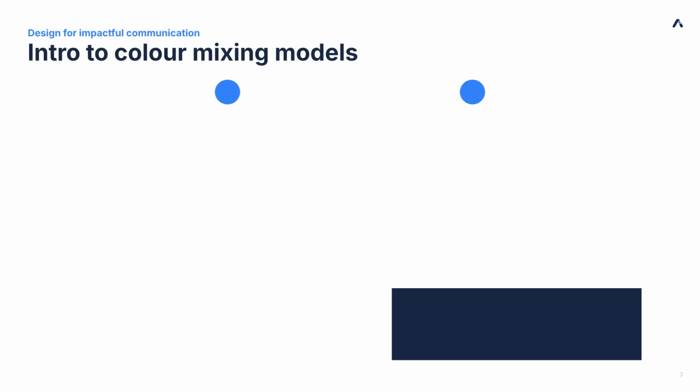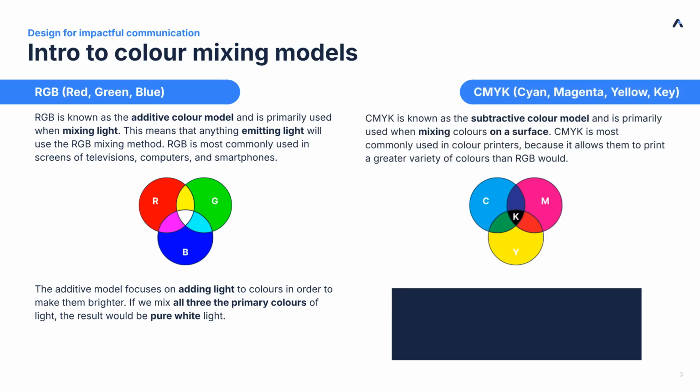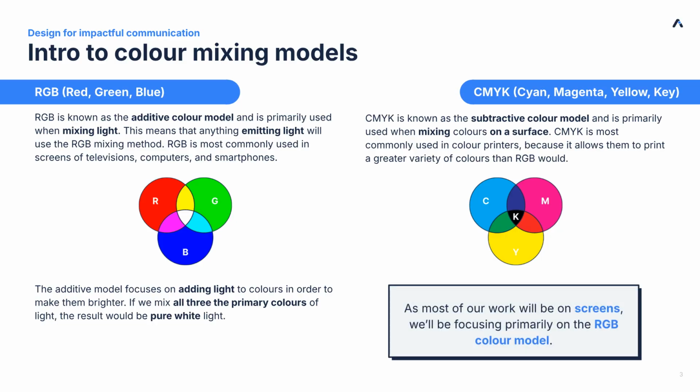In color mixing, we focus on RGB, the additive color model for mixing light, commonly used in screens. CMYK is the subtractive model for mixing color on surfaces, typically used in printing. Since most of our work is on screens, we will focus on the RGB color model.